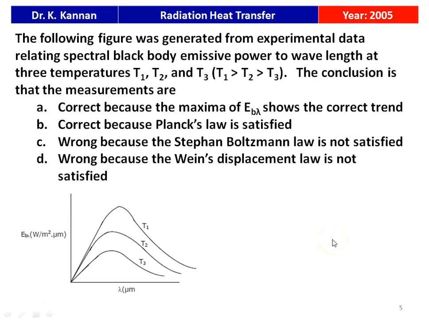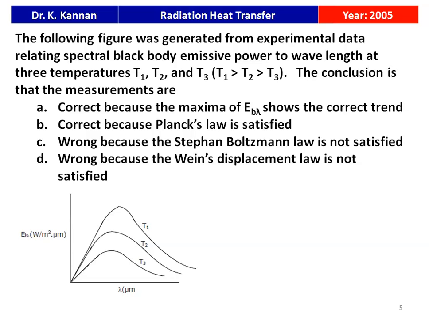Next question from 2005 question paper. The following figure was generated from experimental data relating spectral black body emissive power to wavelength at three temperatures T1, T2, T3, where T1 is greater than T2 is greater than T3. The conclusion that the measurements are, so, we have the graph. So, which of the four statements is correct?